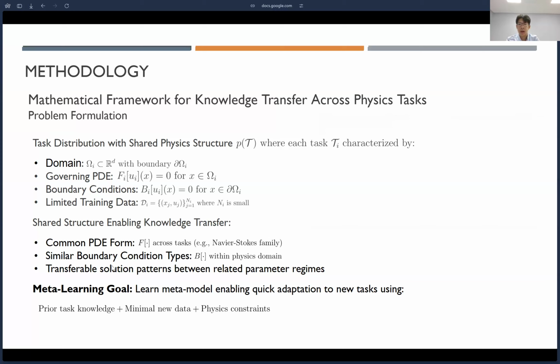The shared structure enabling knowledge transfer comes from the common PDE forms F across tasks, like the Navier-Stokes family, the similar boundary condition types B within the physics domains, and the transferable solution patterns between related parameter regimes. So our meta-learning goal is a meta-model enabling quick adaptation to new tasks using prior knowledge plus minimal data plus physics constraints.